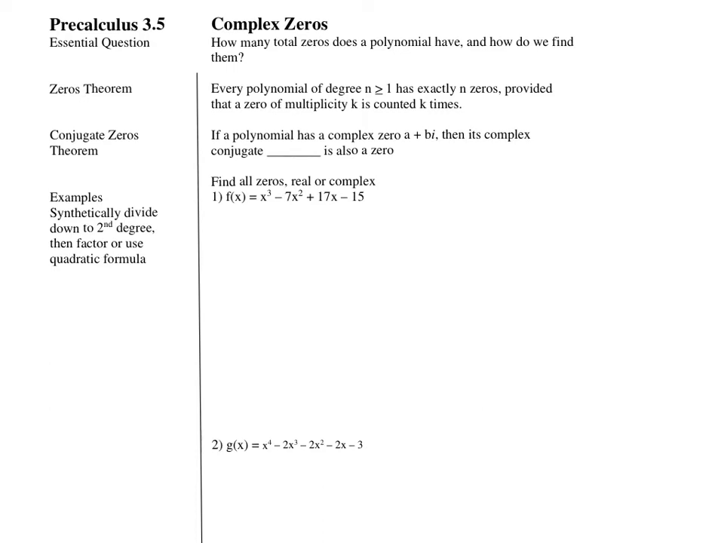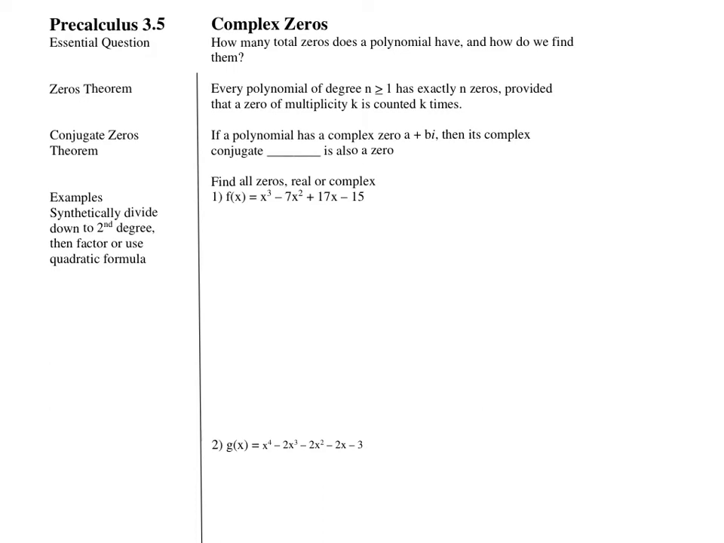So we have first here the zeros theorem, which some of you, we kind of already have talked about this a little bit, and some of you may have observed this on your own. But every polynomial of degree n greater than or equal to 1 has exactly n zeros. So whatever the degree is, that's how many zeros it has, provided that, and this is very important, a zero of multiplicity k is counted k times. So if you have a zero of multiplicity 2, that counts kind of twice.